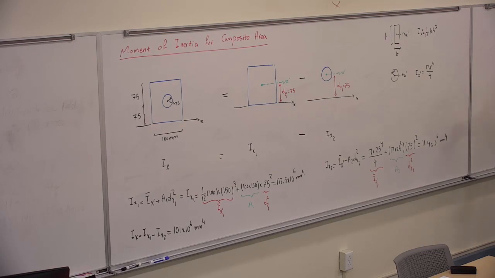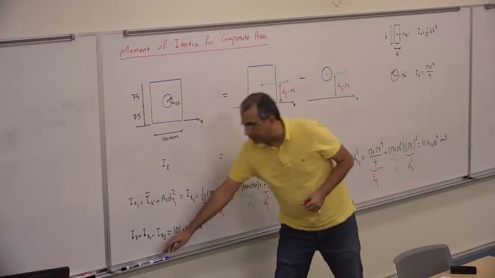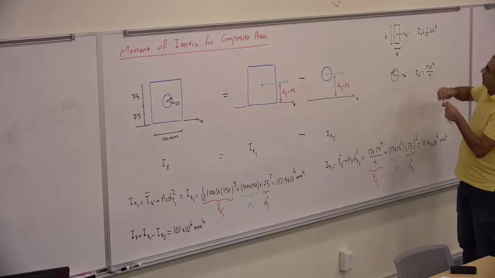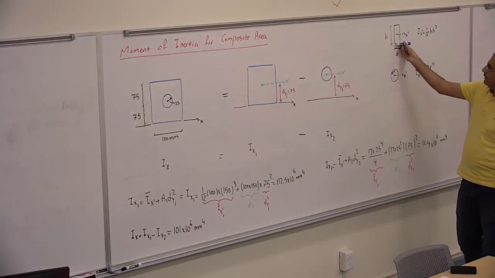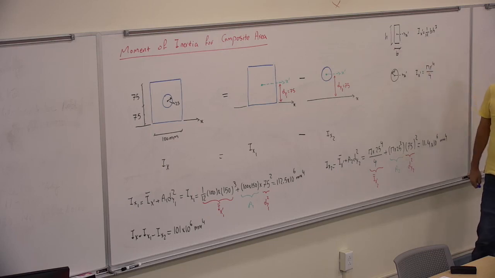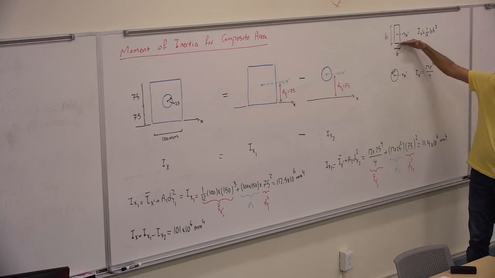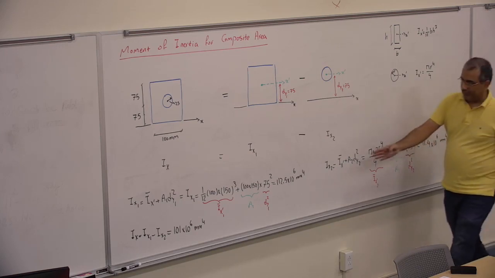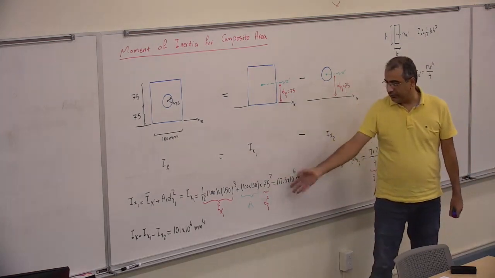Remember that for the rectangle, we also knew that if this was the x-axis, it was 1/3 of b h cubed. I didn't put it here, just to try not to confuse you, but we could have directly used that equation, because for the rectangle we know the moment of inertia about its base. So instead of writing that, we could have directly written 1/3 of b h cubed.